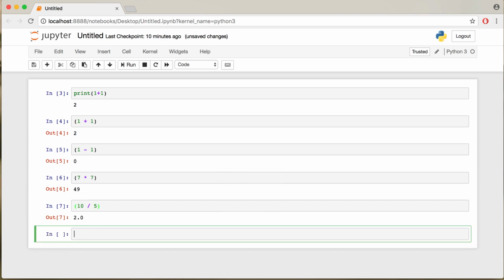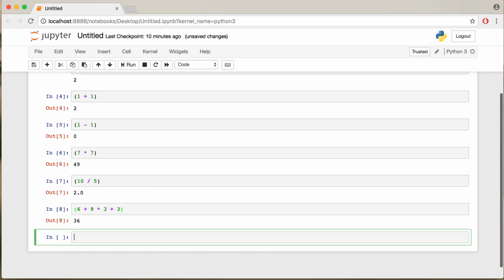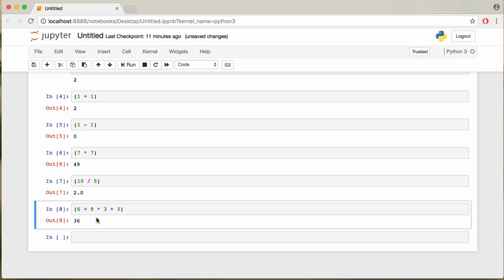Another important thing to note is that Python follows the order of operation. For example, if I were to print 6 plus 9 times 3 plus 3, the output would be 36. Since as per the order of operation, multiplication must occur first. 9 times 3 gives 27. Then you add 3 and 6 to give 36.